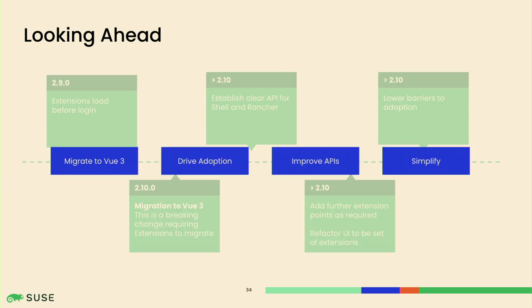These fit into these 4. If I have to abstract these up, I put them in these buckets, right? We're doing things like migrate to Vue 3. That's a big chunk. Drive adoption, improve APIs, all around just trying to improve the way that you can build extensions currently. And then lastly, in the future, we want to look at how we can simplify this, right?